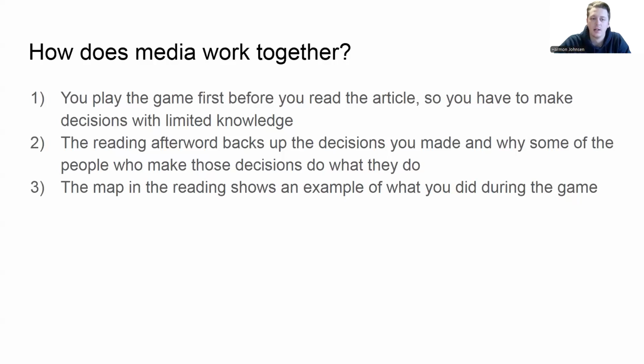So, how does the media work together? You have to play the game before you can read the article, so you have to make decisions with a little bit of limited knowledge about the topic. The reading then backs up some of the decisions you made, or maybe discredits some of them, and explains why some of the people make the decisions they do, because it's political parties that end up drawing the lines. And then the side by side map shows an example of what you did during the game, but in a real life setting, actually showing some of the gerrymandering that's happened in the political world. So let's go check out the article.